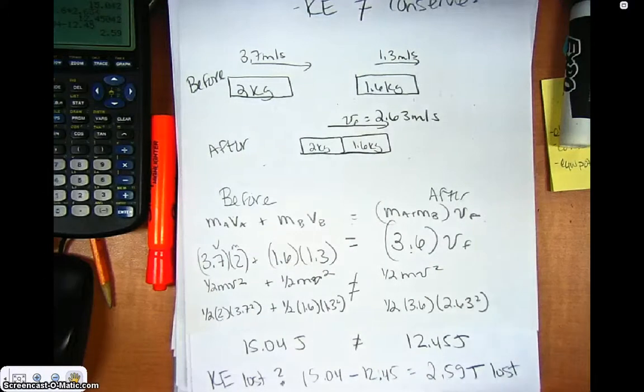So we can figure out the joules that are lost. We can also use this to show that it is an inelastic collision, or a collision that's not perfectly elastic. All right, so that's conservation of momentum in inelastic collisions.